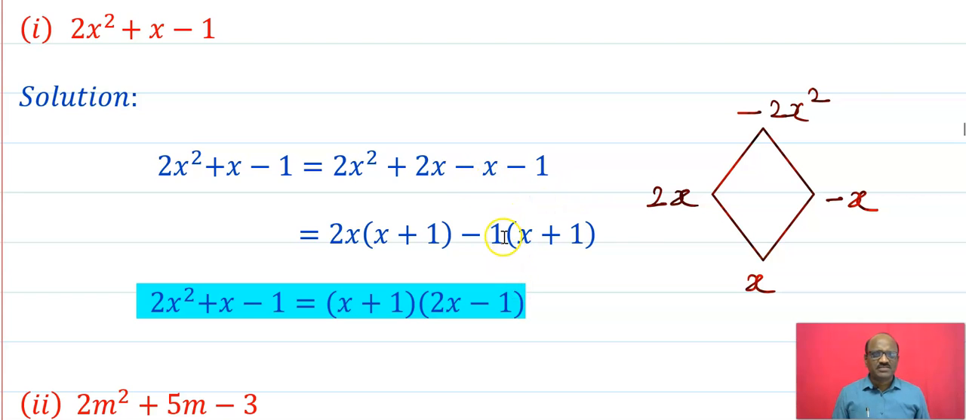When we take the minus 1, then the sign of the terms remaining in the bracket will change. That is x plus 1. Now again take the common from these two terms. What is the common? x plus 1.